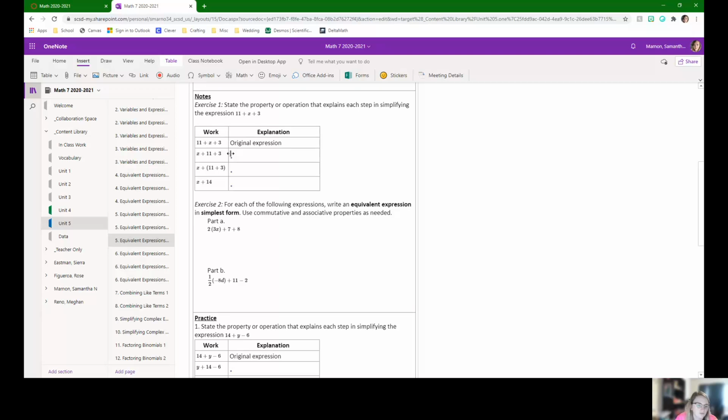Pause the video, see if you can fill this blank in. Okay, so hopefully you noticed that it switched the order of that 11 and that x, and that is our commutative property.